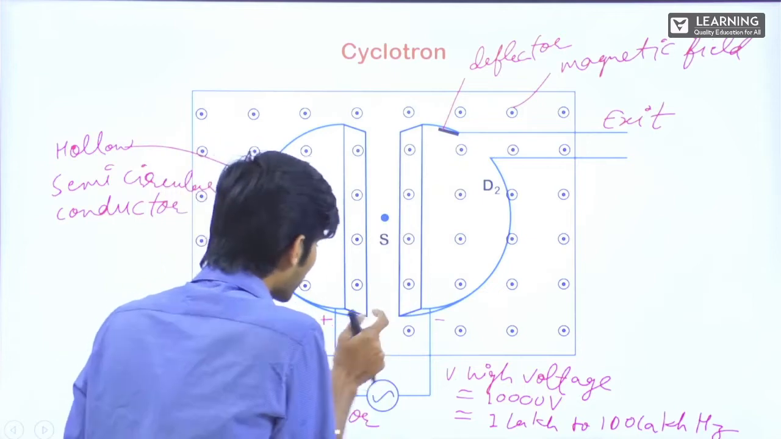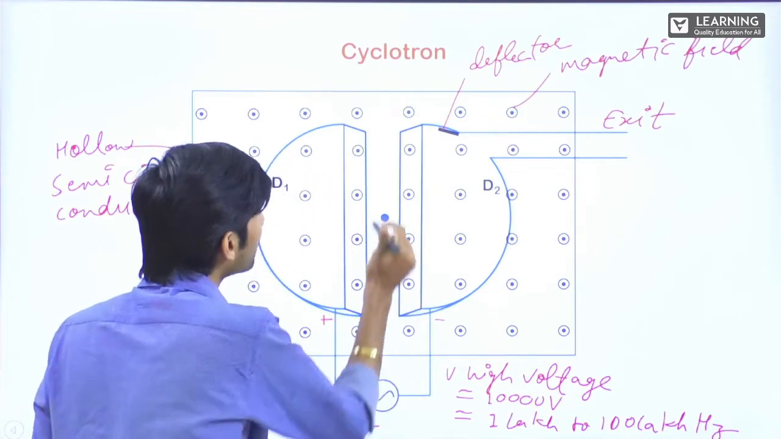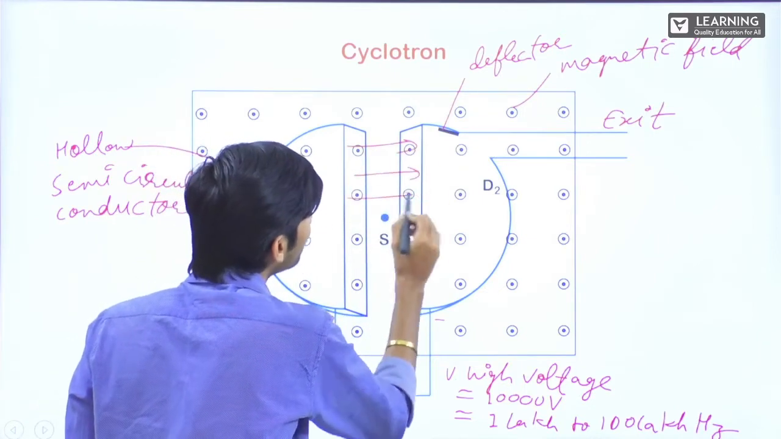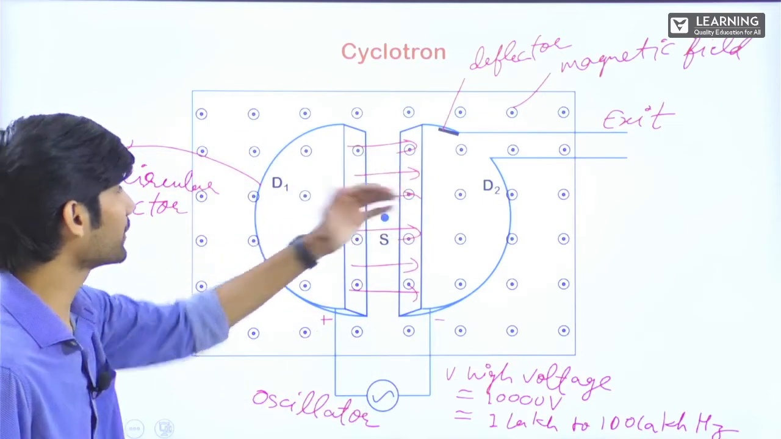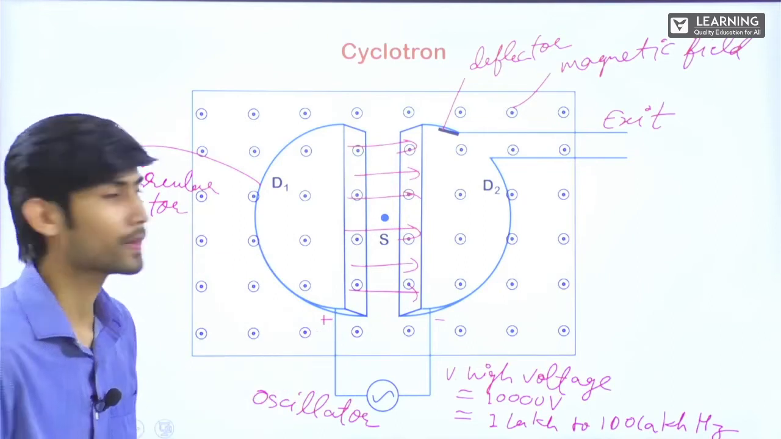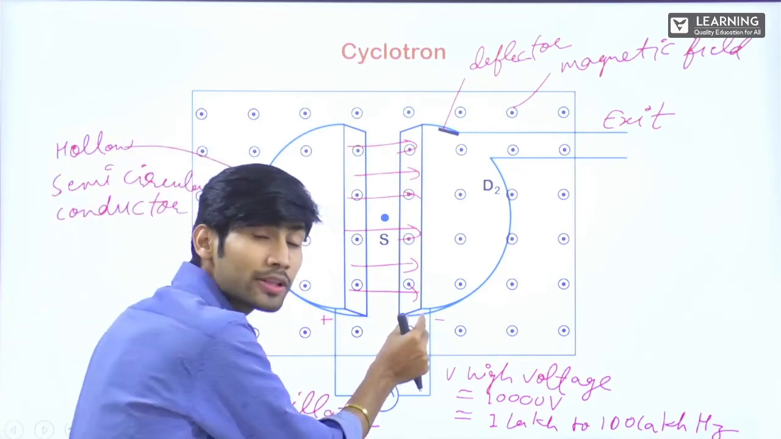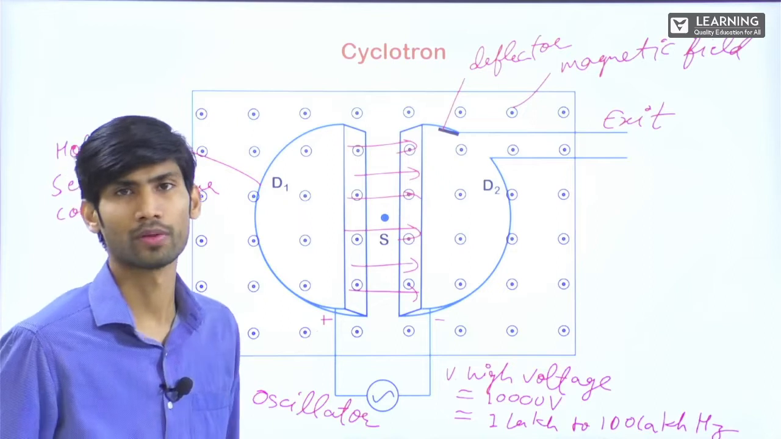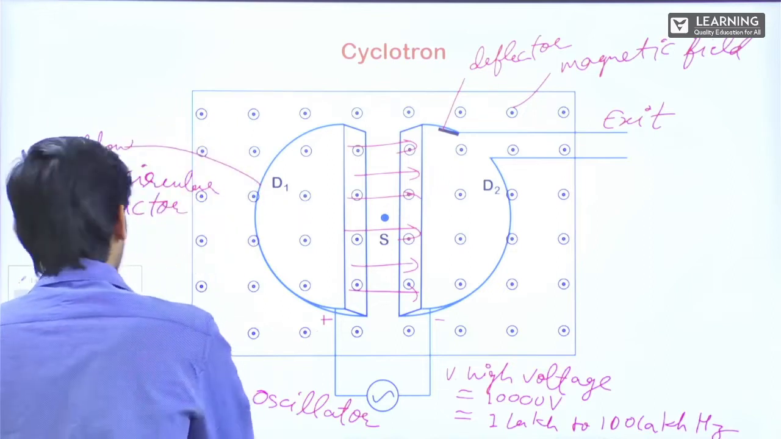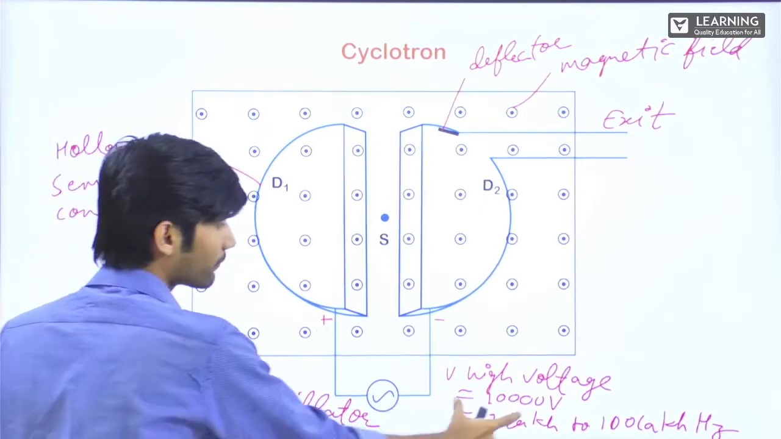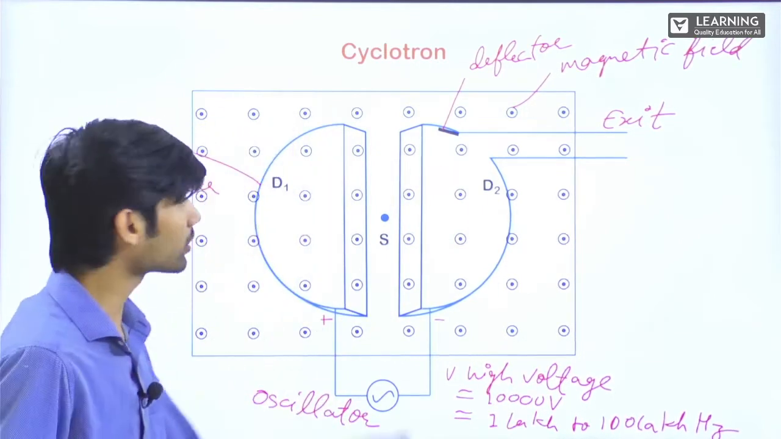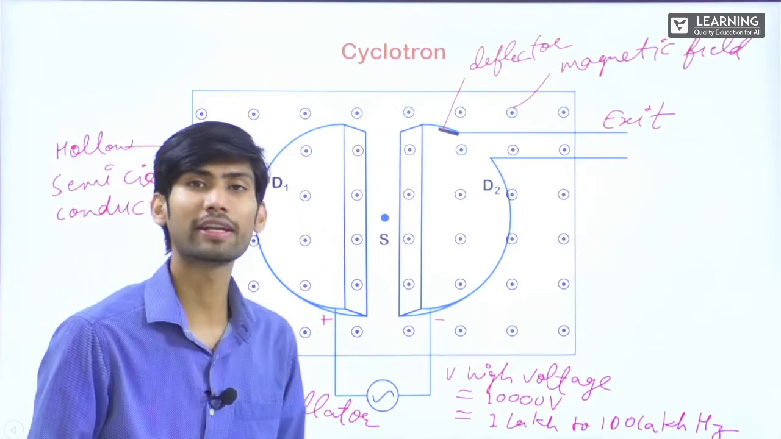Now, why is this positive and negative there? Because of this positive and negative, there is an electric field in this direction. Right? So, electric field is also there, magnetic field is also there. Now, since the separation is very small, the electric field is very strong. Very strong. Okay? And the potential difference, as I told, is also very high, around 10,000 volts, because of which the electric field is very strong here.